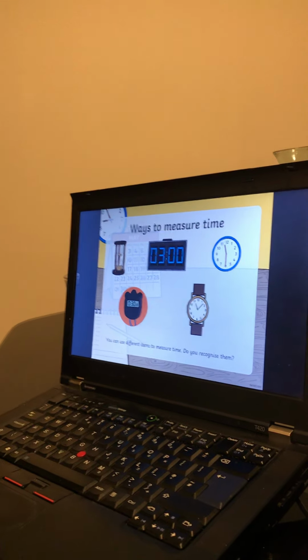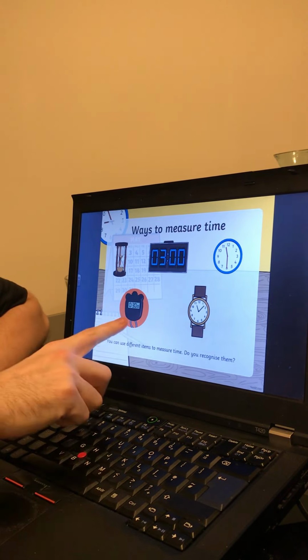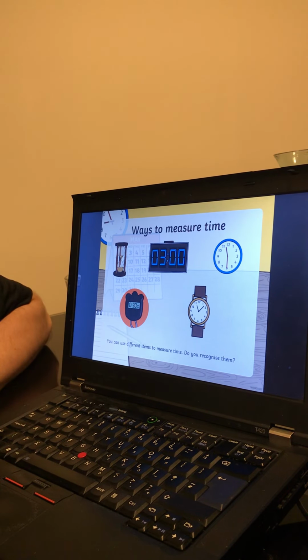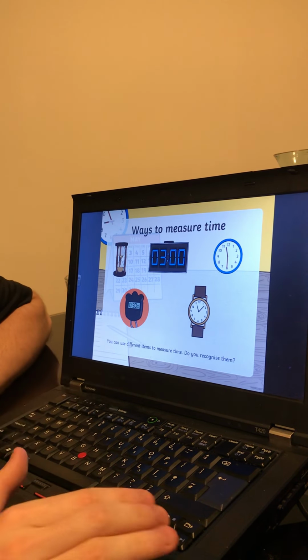Last two we've got here are watches, which can be analog or digital, and a stop clock here. Imagine you're maybe doing a sporting activity, maybe running a race, and you want to know how long it takes you, you click a wee button and then click a button to stop, and that would tell you your time in either minutes or seconds.